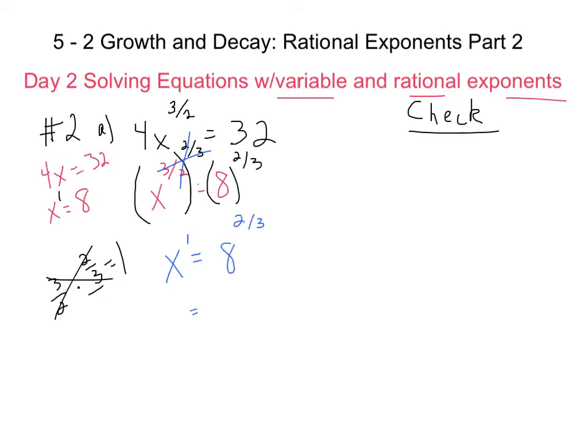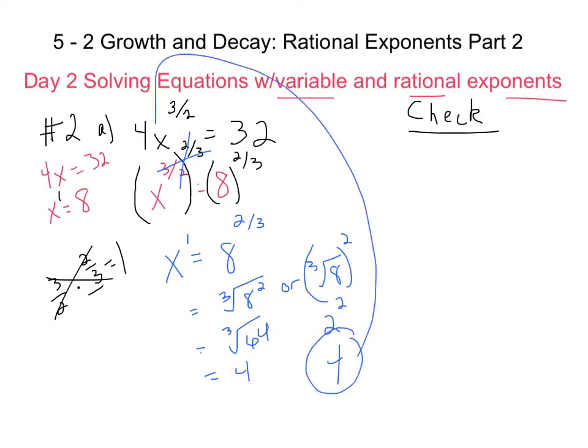Well, there's a couple different ways you can handle that. Rewrite it in radical form. That's really just the cube root of 8 squared, which is the cube root of 64, which is 4. Or you could have done the cube root of 8, the whole thing squared, which is 2 squared, which is also 4. Either one of those options work. And that's it. If you want, you can check it by plugging it back in.